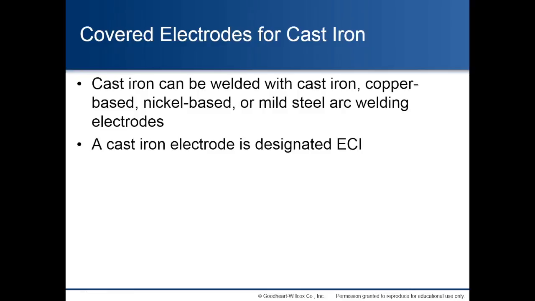Covered electrodes for cast iron. Cast iron can be welded with cast iron, copper-based, nickel-based, or mild steel arc welding electrodes. A cast iron electrode is designated ECI. Cast iron is very difficult to weld, and there is much preparation before and after welding that takes place to get a good weld.